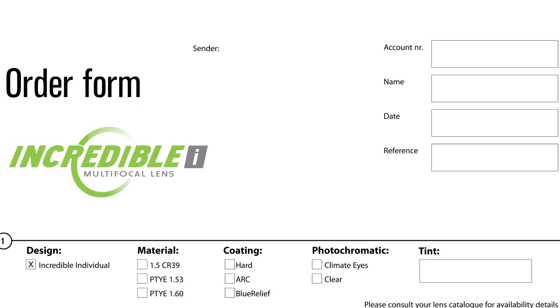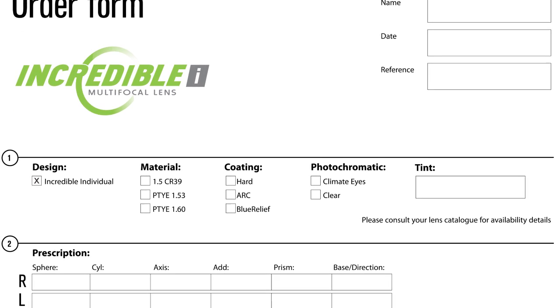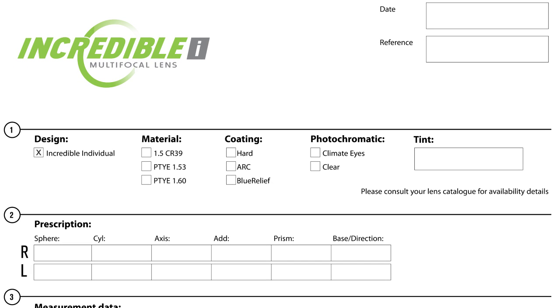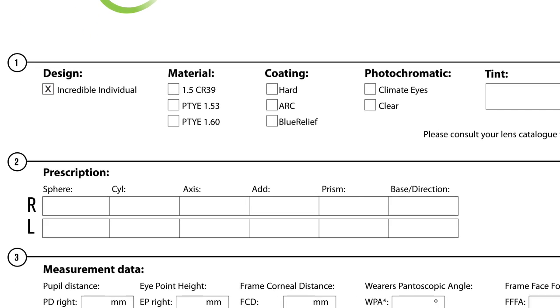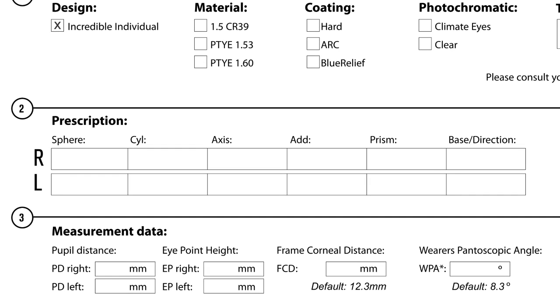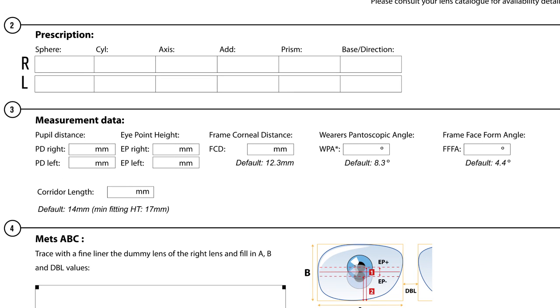Section 1 will be the ordinary information we input every day. It's first the lens name, the material, we'll look at the coating, whether you want photochromic or clear, or specify a fixtint to the right. Section 2 will be ordinary script and placement like usual, and then we get to section 3. We've got the monocular PDs for right and left, as well as the eye point heights for both eyes. But now you can decide whether you want to use the default values or input your own values.